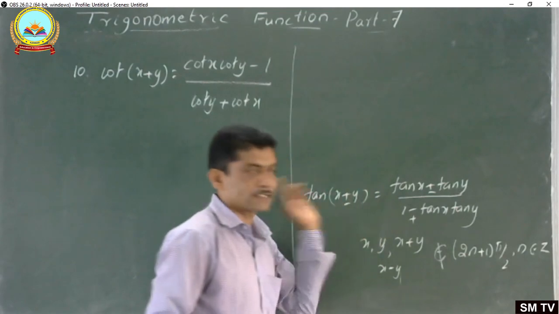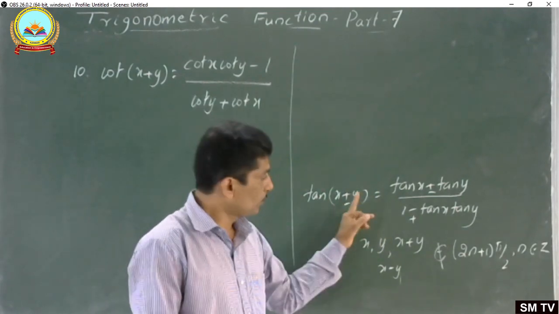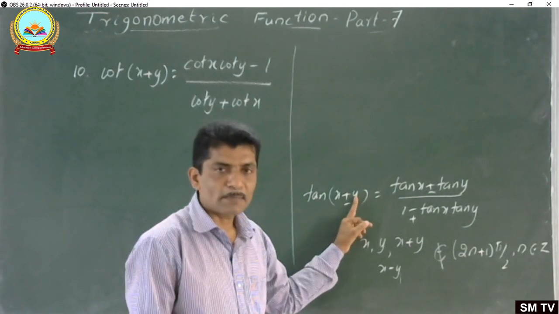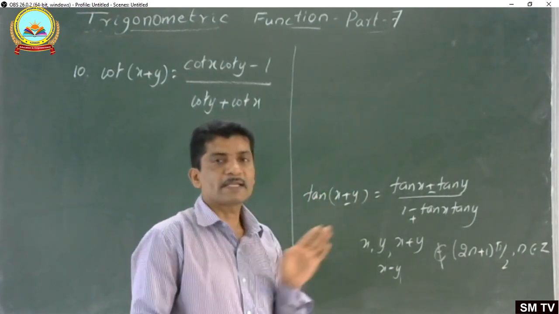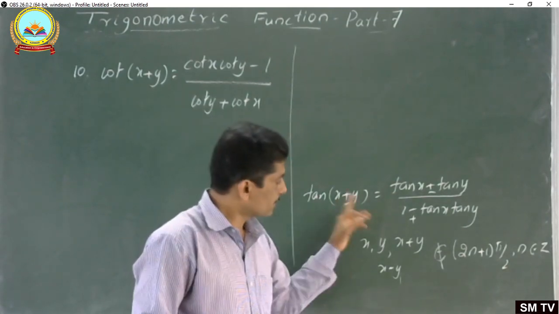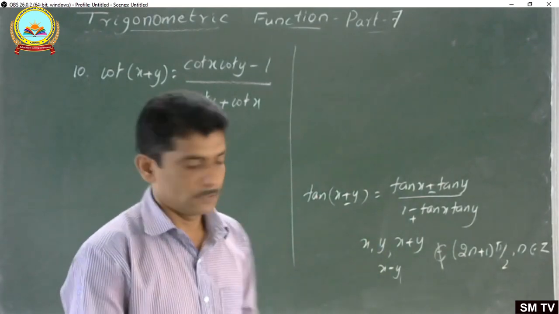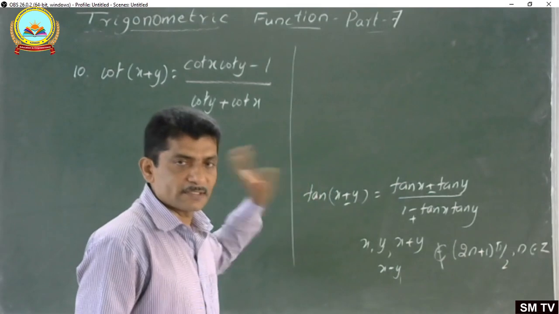Just remember, this result holds good when x is not an odd integral multiple of pi by 2, y is not an odd integral multiple of pi by 2, x plus y is not an odd integral multiple of pi by 2, and x minus y is not an odd integral multiple of pi by 2. Then you can say that this result holds.